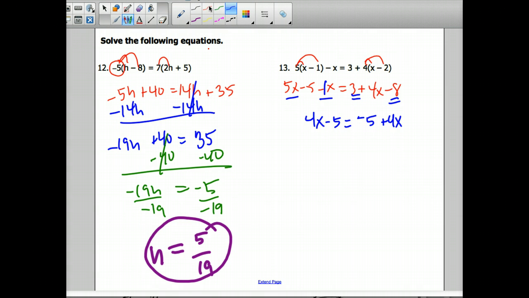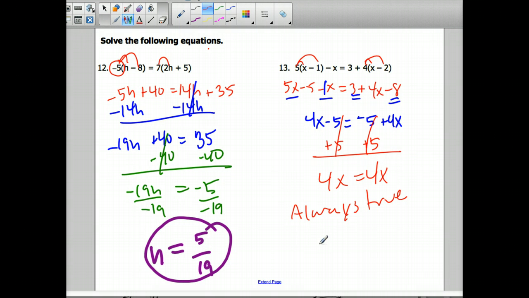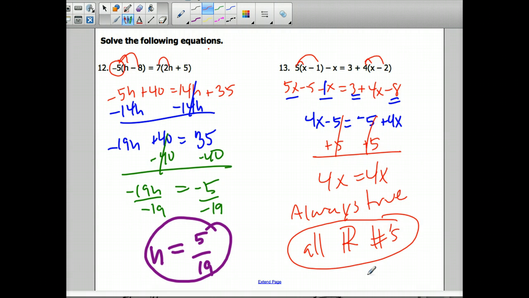So now, just following my nose, I'm going to add 5 to both sides. If you don't recognize this already, it's going to be the same thing on both sides, but I'll show you. That gives me 4x equals 4x. That's always true. So always true means all real numbers are the answer, because that's actually infinite solutions.